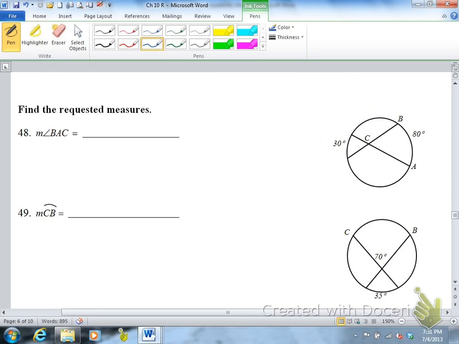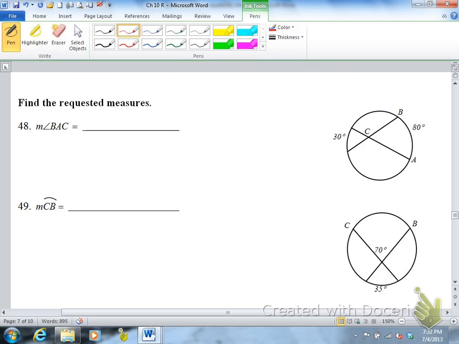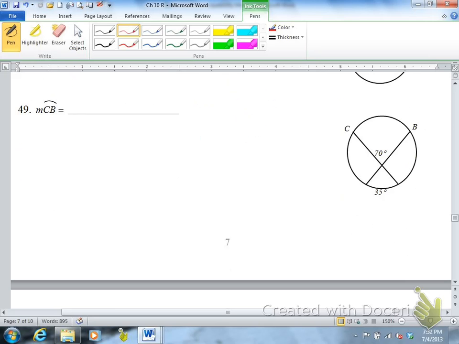BAC, measure of arc. Wait a second. Angle BAC. I think that's a typo. It should be BCA. Okay, now on to material that I have taught you via video. This right here, 48, should be BCA. So what you do is you add the two, 80 plus 30, divide by 2, and that's how you get 48. For CB, you would add whatever the measure of CB is, plus 35, divided by 2, equals 70 degrees. You double both sides and subtract 35 to solve.